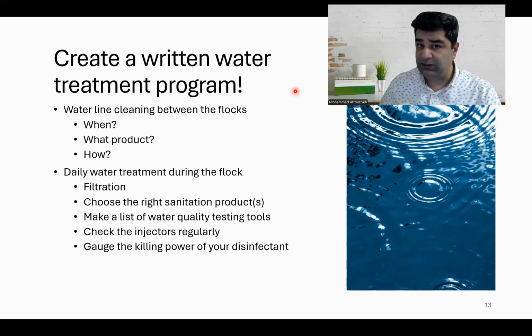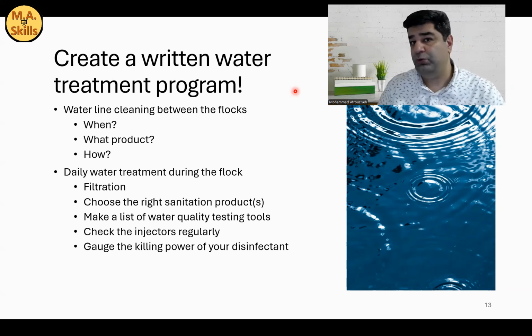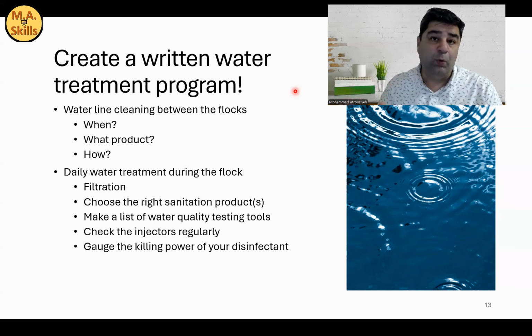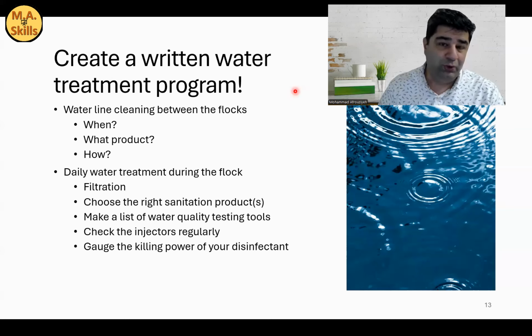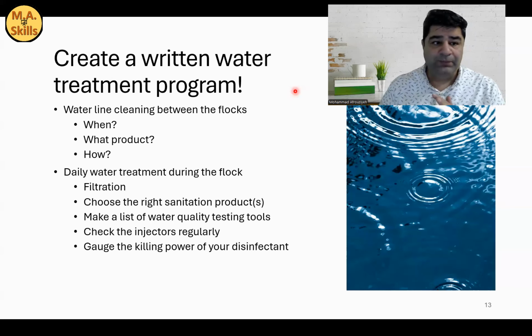First, between the flocks, when there is no bird in the barn, you finished one cycle and you are going to start the next cycle after a couple of days or weeks. And during that time, where there is no bird in the barn, you need to know when you are going to treat water, what product you are going to use, and how are you going to use the product. The next step is to have a daily water treatment during the flock.